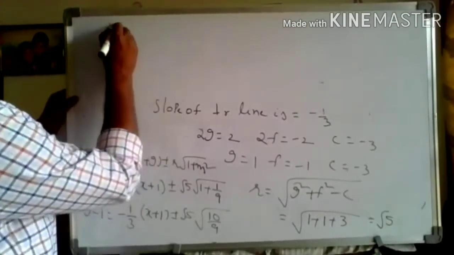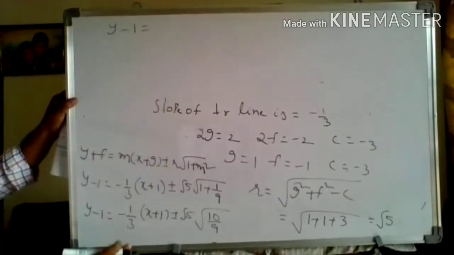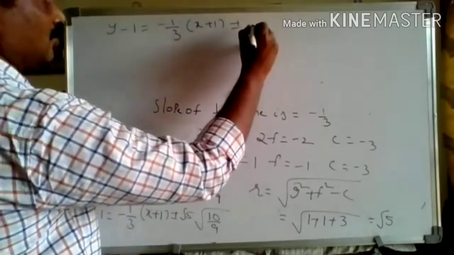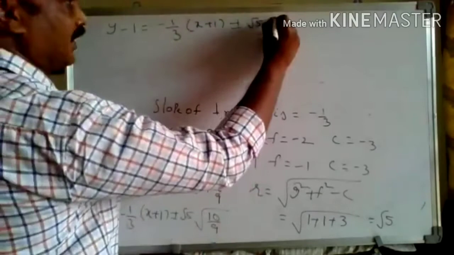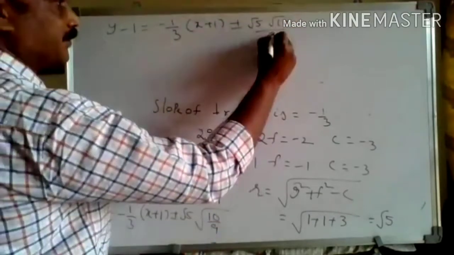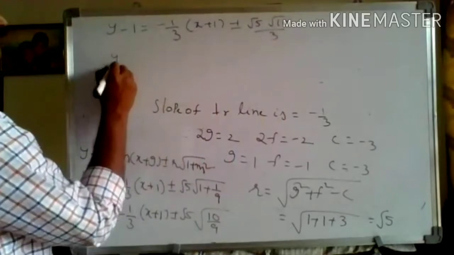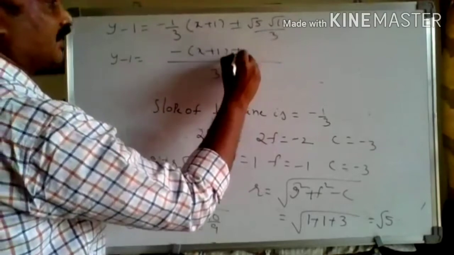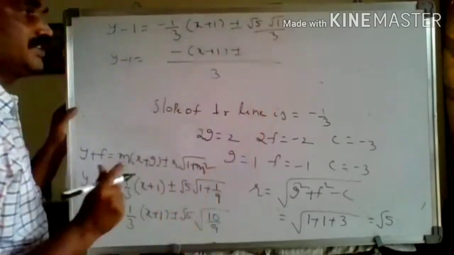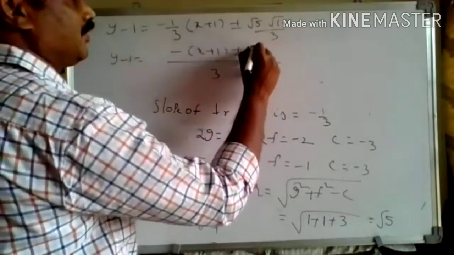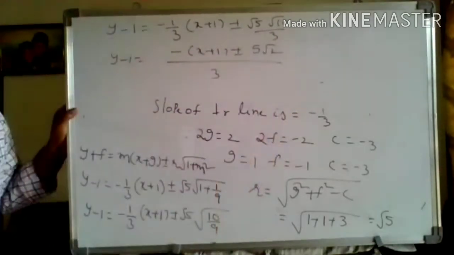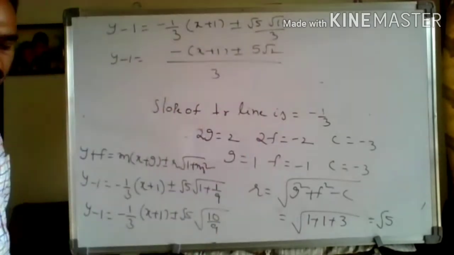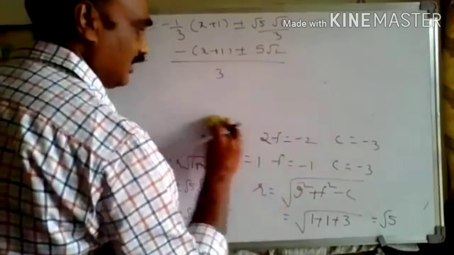So y − 1 = −1/3 (x + 1) ± √5 × √10/√9, and √9 is 3, so the LCM is 3. Y − 1 = −(x + 1)/3 ± √50/3. Here √50 is equal to √(25 × 2), which is 5√2.